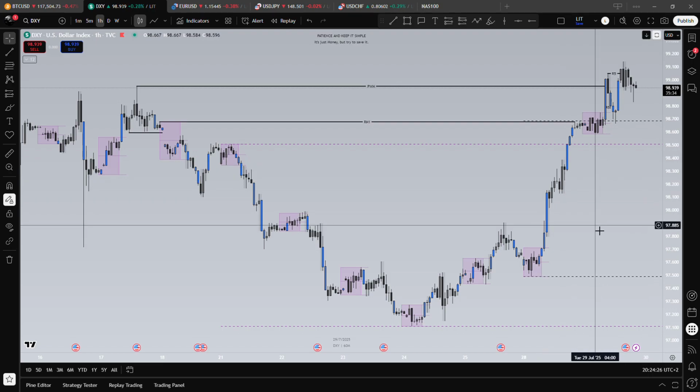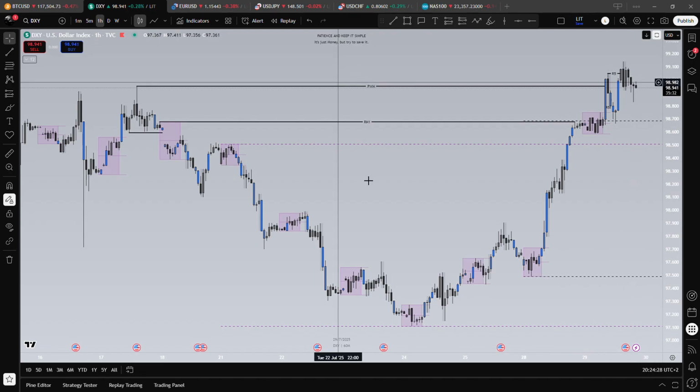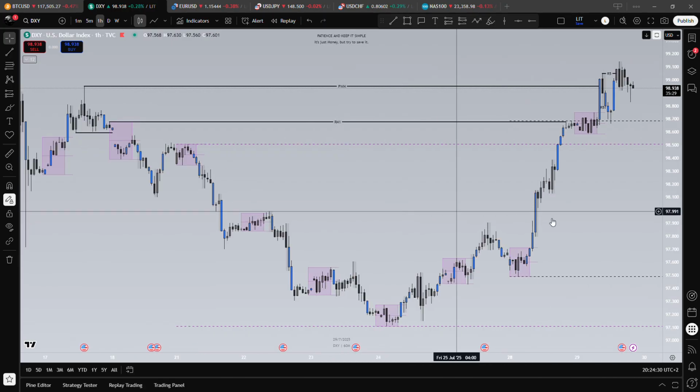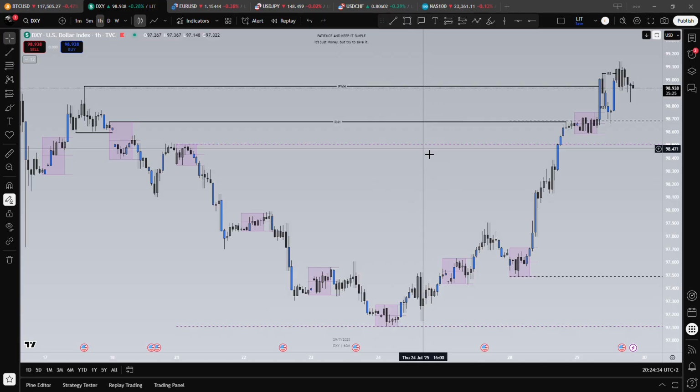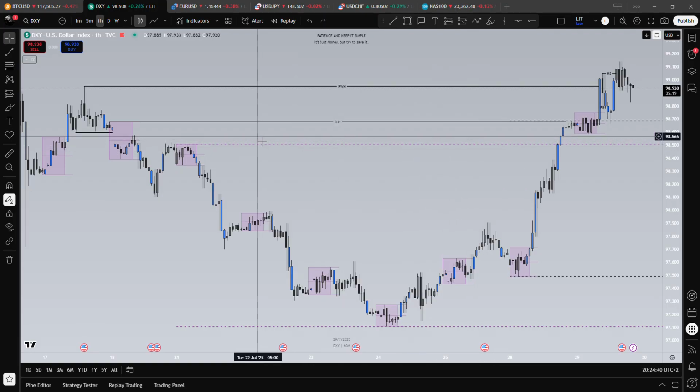Okay, so I'm going to start again as I had an issue, but well. So we're gonna start today with DXY. Not my best day again. A lot of mistakes probably. So let's see what happened.